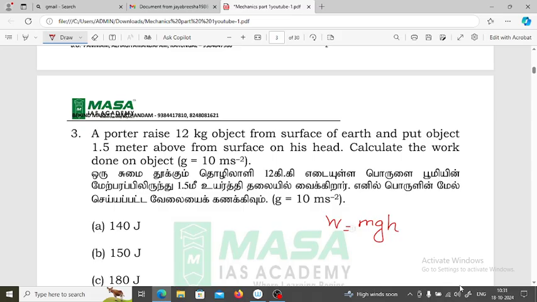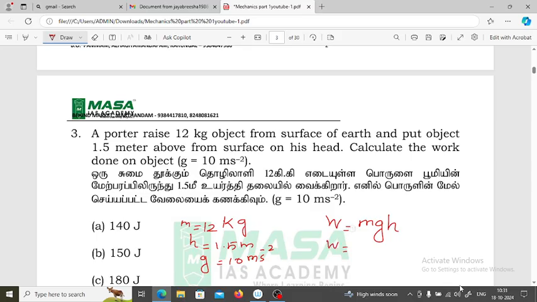What are the values given? Mass is given. How much? The mass of the object is 12 kilogram, 12 kg, and height, how much height he raised the object? 1.5. The height is given. H is equal to 1.5 meter and g also given. That is g is equal to 10 meter second power minus 2. So you can easily substitute the values here.